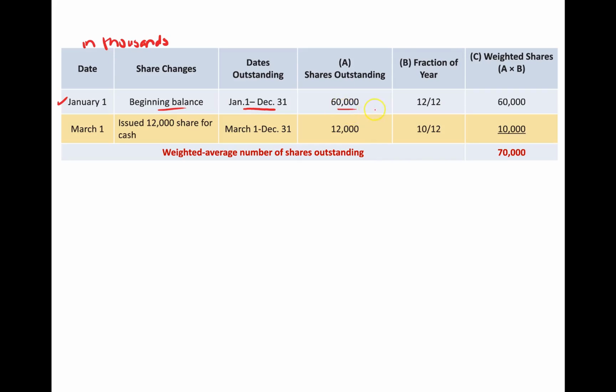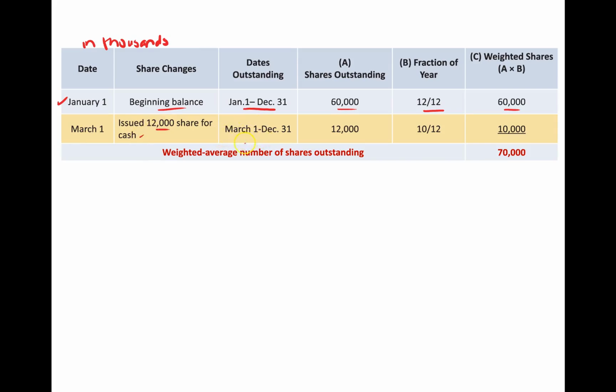So we have 60,000 shares outstanding at the beginning of the year, and that means they're outstanding the entire year. So we have 60,000. That's what we just went through. On March 1st, the company issued 12,000 shares for cash. They sold common shares for cash.